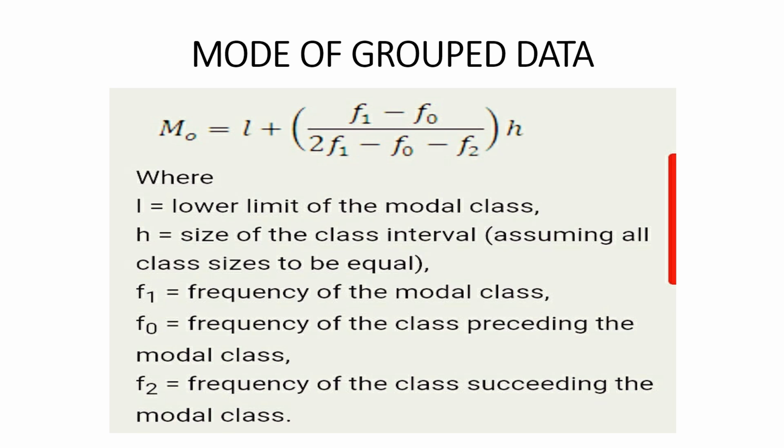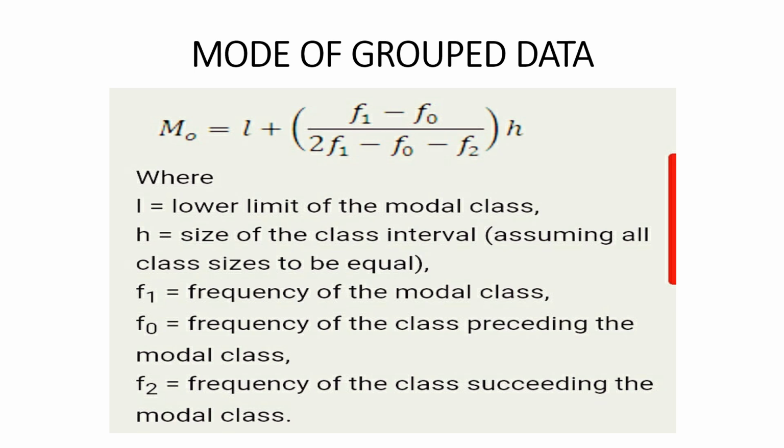First, let us see how to find the mode of group data. Now, the formula to find the mode is equal to L plus (F1 minus F0) upon (2F1 minus F0 minus F2) into H, where L is the lower limit of the modal class. Modal class is the class having the highest frequency. H is the size or the class interval.